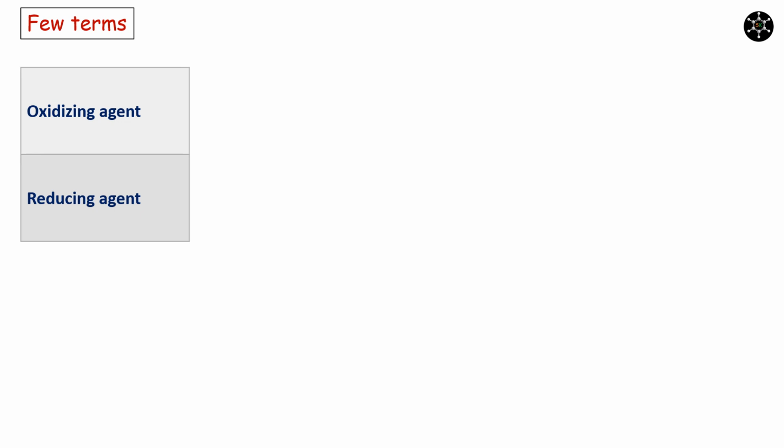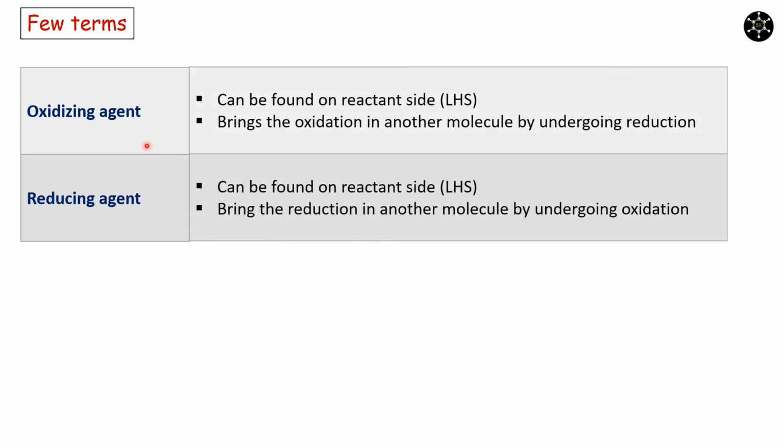We need to be familiar with a few terms: oxidizing agent and reducing agent. Both of these can be found on the reactant side of the reaction, that is, on the LHS. An oxidizing agent brings about oxidation in another molecule by itself undergoing reduction. In the same manner, a reducing agent brings about reduction in another molecule by itself undergoing oxidation.